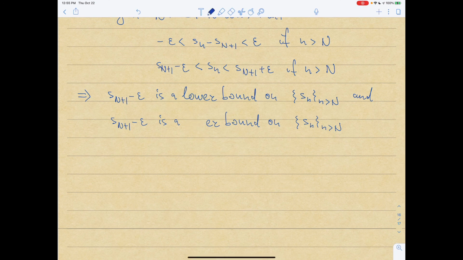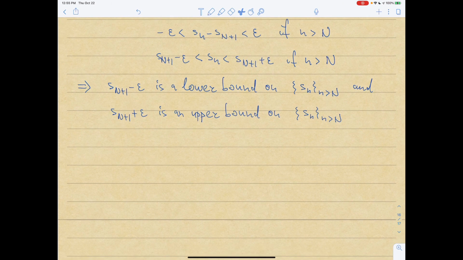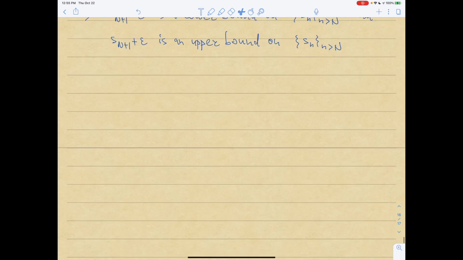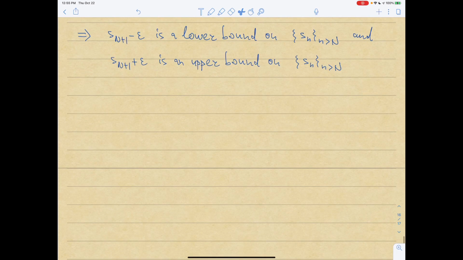S capital N plus 1 plus epsilon is an upper bound on the same set. Okay, so that means that the tail of my sequence is bounded both from above and below, respectively, by these two numbers. Okay? Fine.